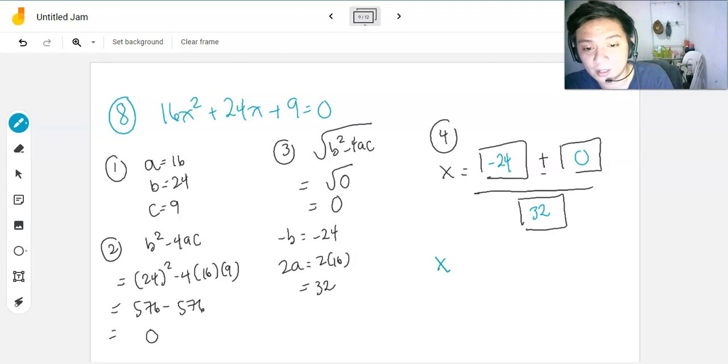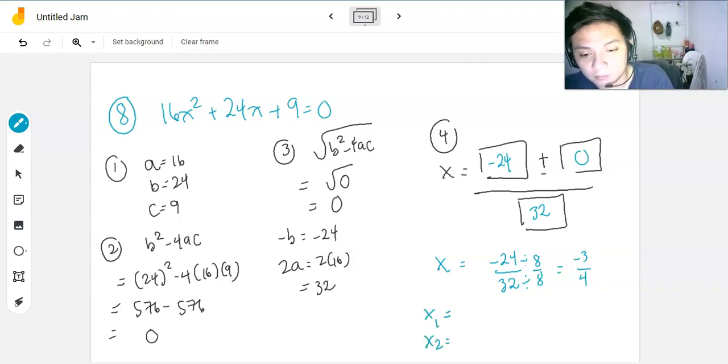At ano yon? We can actually cancel this. So, magiging ano lang. X equals negative 24 over 32. And we can simplify this fraction by dividing both of them by 8. So, we have negative 3 over 4. So, yan. So, meaning the two roots, x sub 1 and x sub 2, are both equal to negative 3/4. Kasi nga, yung negative 24 plus 0 is just negative 24, at saka negative 24 minus 0, ganun din. So, parehas na i-divide by 32 or i-over 32. So, negative 3/4 nga. Okay?